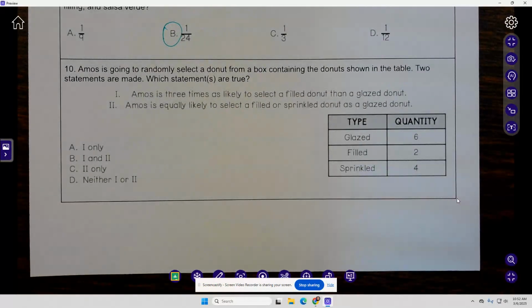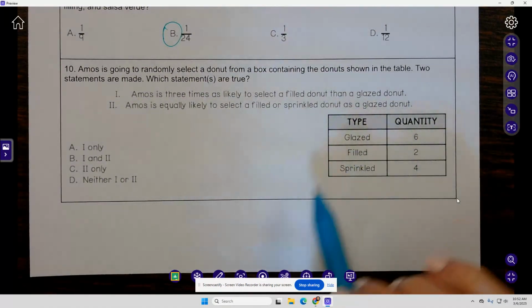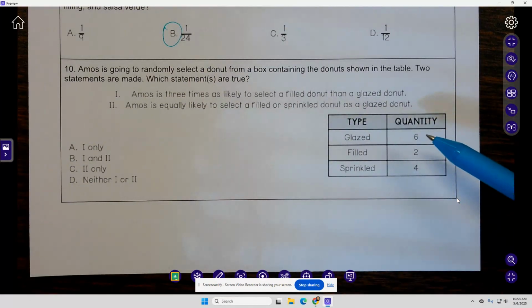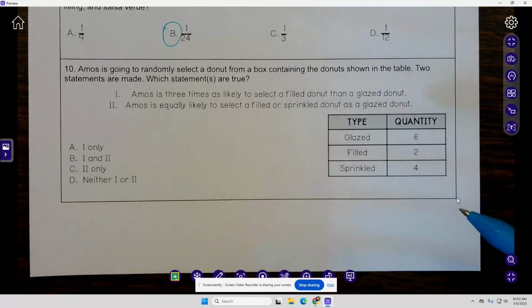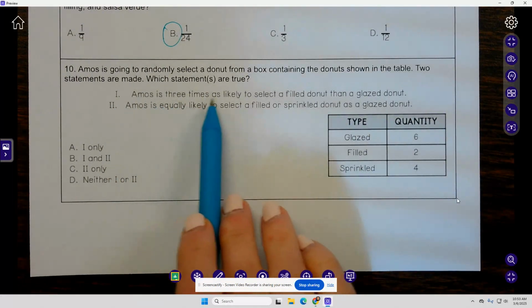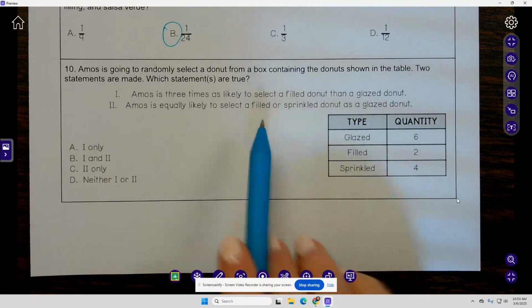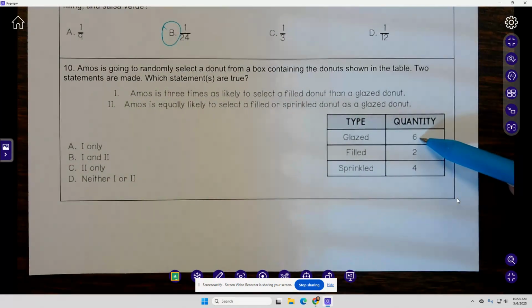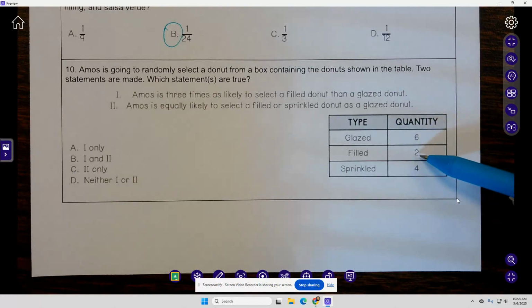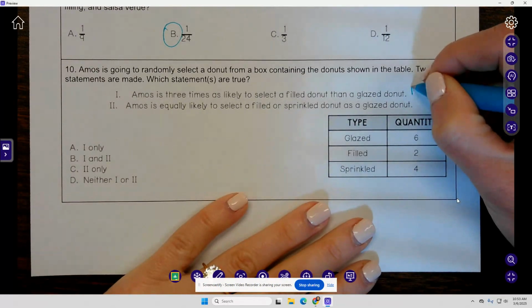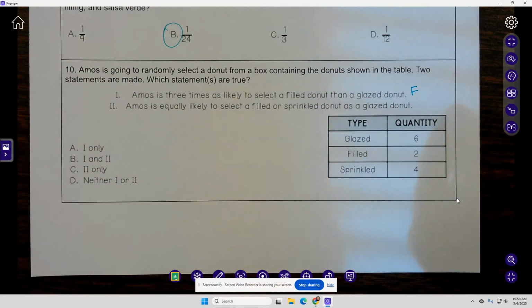Number 10, Amos is going to randomly select a donut from a box containing the donuts shown in the table. 2 statements are made. Which statement is true? So if I look over the table, 6 are glazed, 2 filled, 4 sprinkled. So let's look. Amos is 3 times as likely to select a filled donut than a glazed donut. So there are less filled donuts than glazed donuts, so that cannot be true. So number 1 is false.